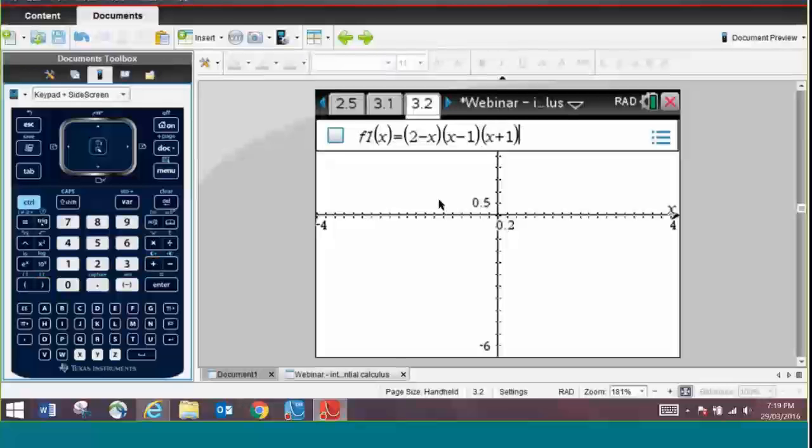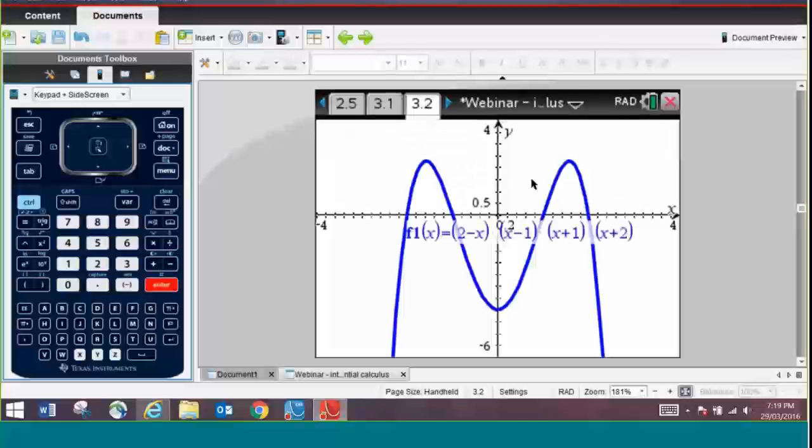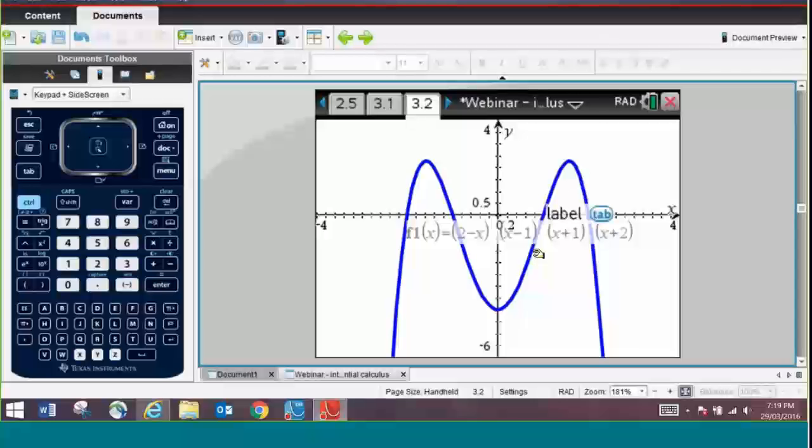Once again, we don't need those multiply signs, which actually is much quicker when you are doing the work on the computer. So I've got that in there. I'll just move my label out of the way.